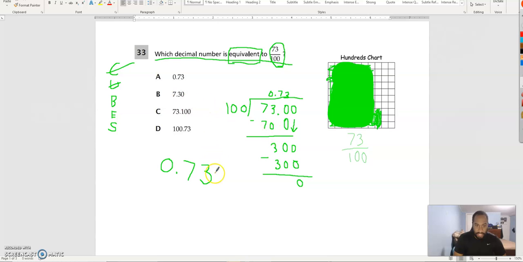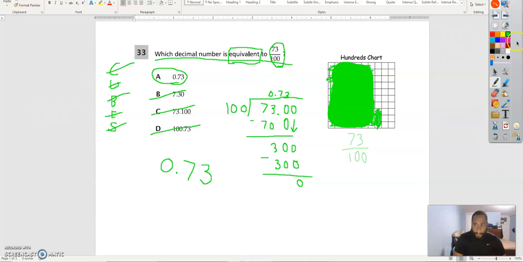All right, you see how we found that out by using long division? All right, so this is how you can convert decimals into fractions or fractions into decimals. All right, we found the keyword, we solved. All right, so our answer will be A. All right, 0 and 73 hundredths. All right, remember, say it the right way.